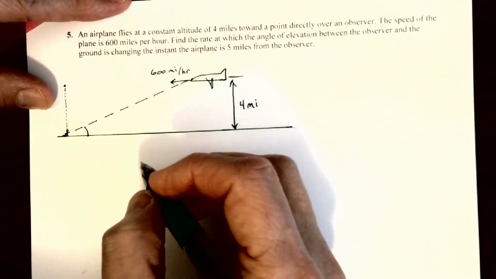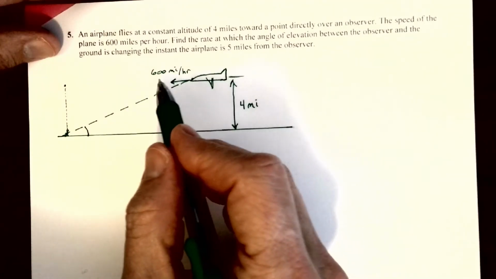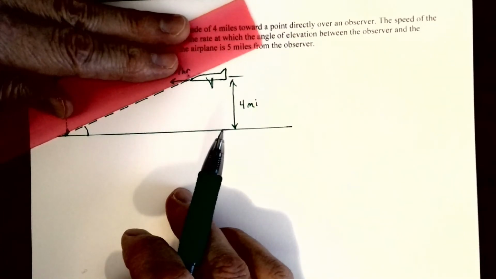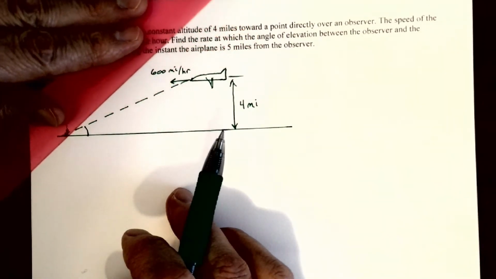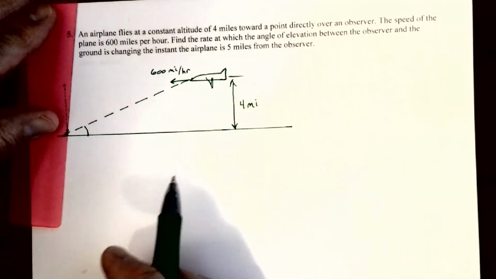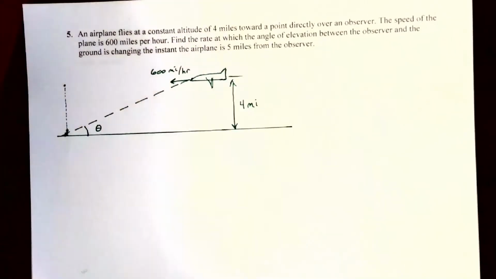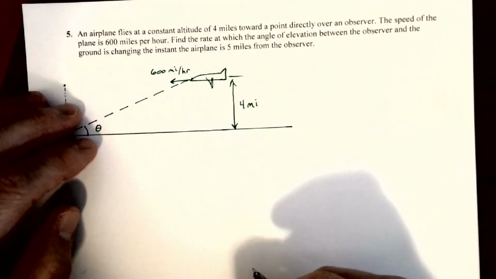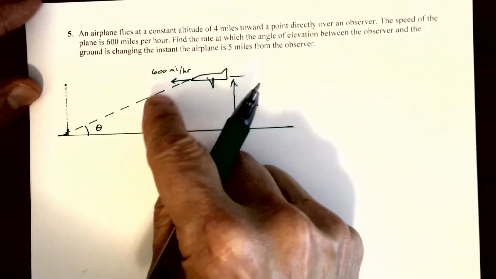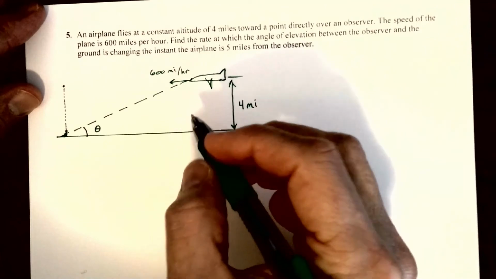Now, is that angle constant or is that angle changing? Well, think about it. As this airplane flies towards the observer, the line connecting the airplane to the observer is changing, and so that angle is getting bigger. It's getting closer and closer to 90 degrees. When the plane is directly overhead, it's 90 degrees. Let's call that theta.